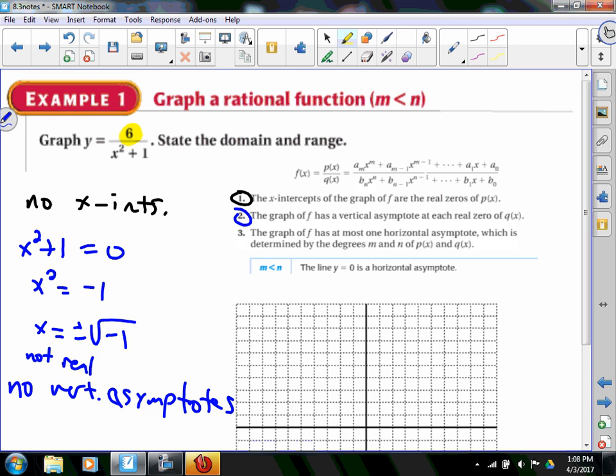Let's take a look at the third bullet point. If there is a horizontal asymptote, it's going to be determined by the degrees. In this case, we're looking at that first situation, and we should have some kind of horizontal asymptote because this is 6x to the 0. Should have a horizontal asymptote when y equals 0. So that's the only thing we know about the graph before we graph it. Kind of weird. So let me sketch in my horizontal asymptote. Here it is. y equals 0. There's my horizontal asymptote.